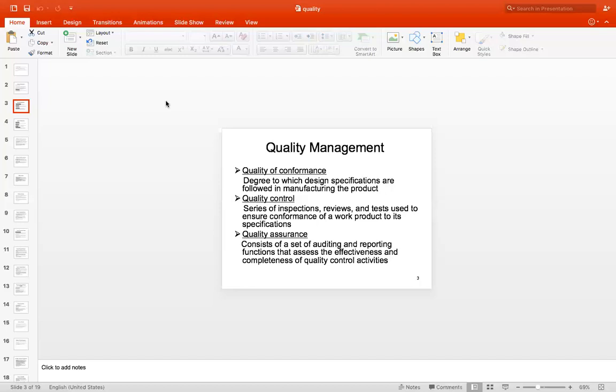Right? Next one is quality assurance. So quality assurance consists of a set of auditing and reporting functions that assess the effectiveness and completeness of quality control activities. So quality assurance means what it consists of is a set of auditing and reporting functions that assess the effectiveness and completeness of quality control activities.